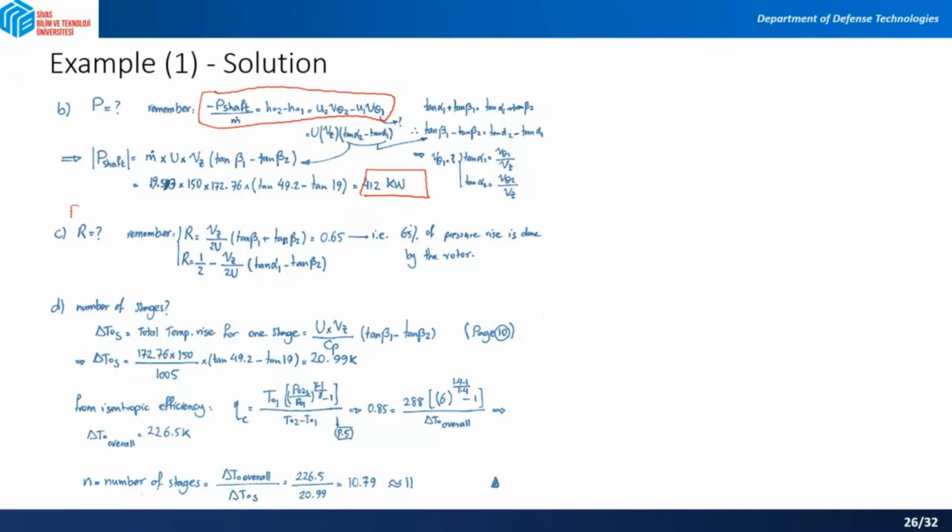What is the degree of reaction, or R or DOR? Again, by going back to the relations, you will find the relation for DOR, or degree of reaction. So you find 65%. What does it mean? It means that 65% of the pressure rise or enthalpy rise is done by the rotor.